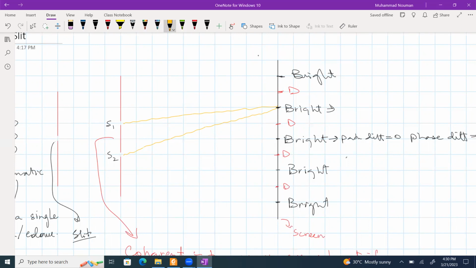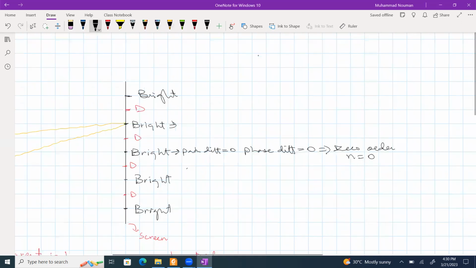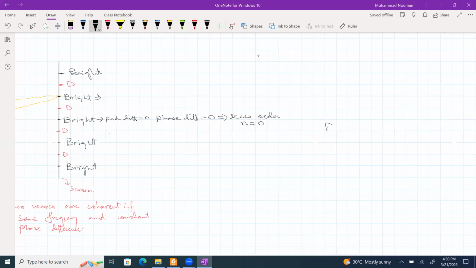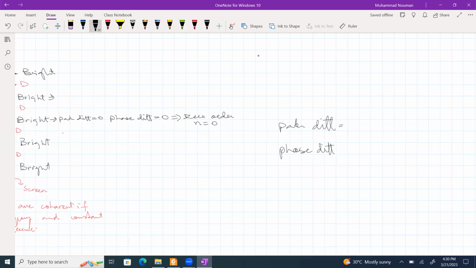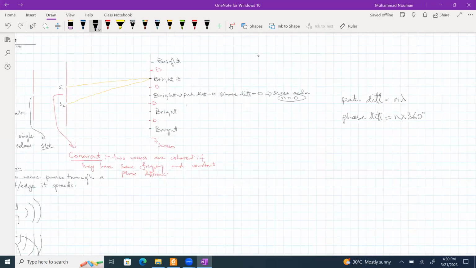First of all, tell me one thing. A bright fringe is a sign of maxima or minima? Maxima. And what are the conditions for path difference for maxima and phase difference for maxima? Do you remember? Path difference for maxima is n lambda. Phase difference for maxima is n into 360. Do you remember?